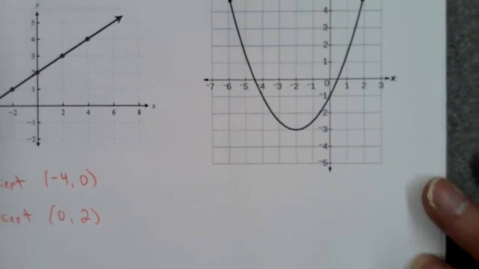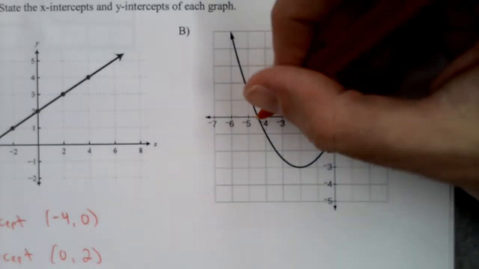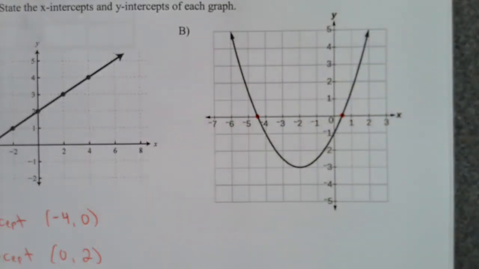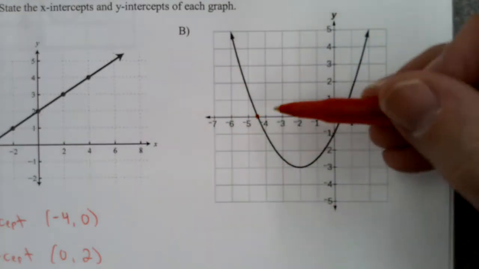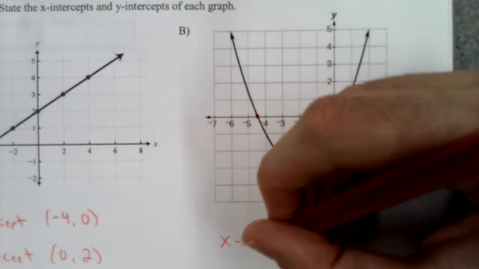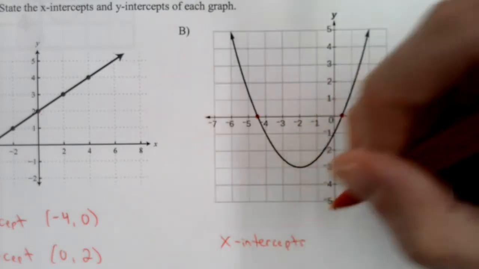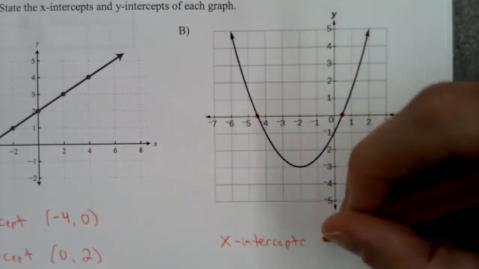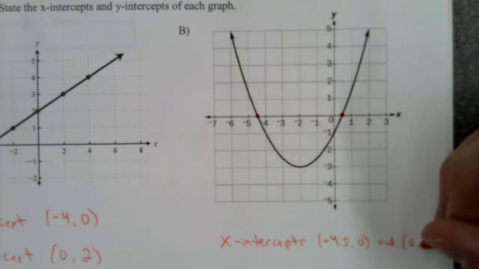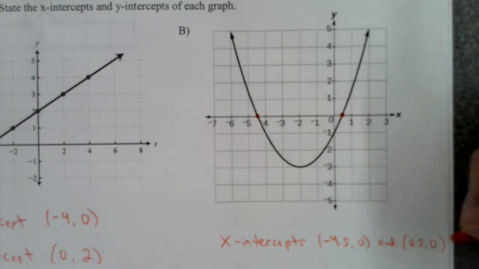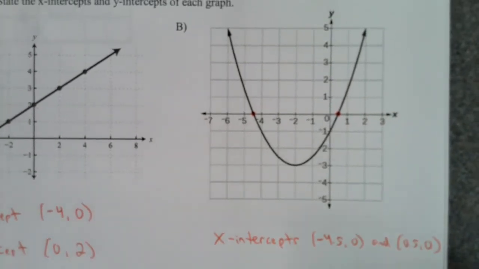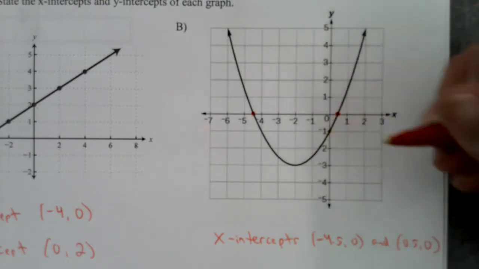Example 4b. There's two X-intercepts now. There's an X-intercept right there, and there's an X-intercept right there. So let's just estimate them. Looks like -4.50 and 0.50. So -4.50. And 0.50. For the Y-intercept, it's right there, so 0, -1.